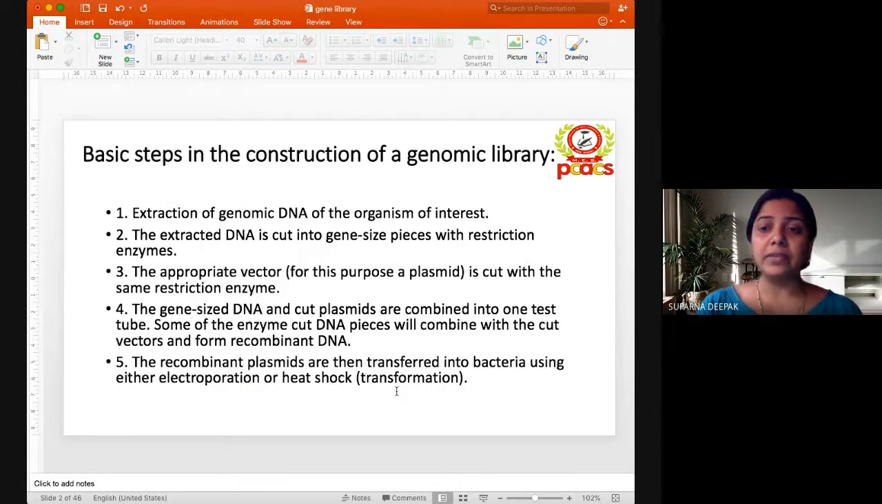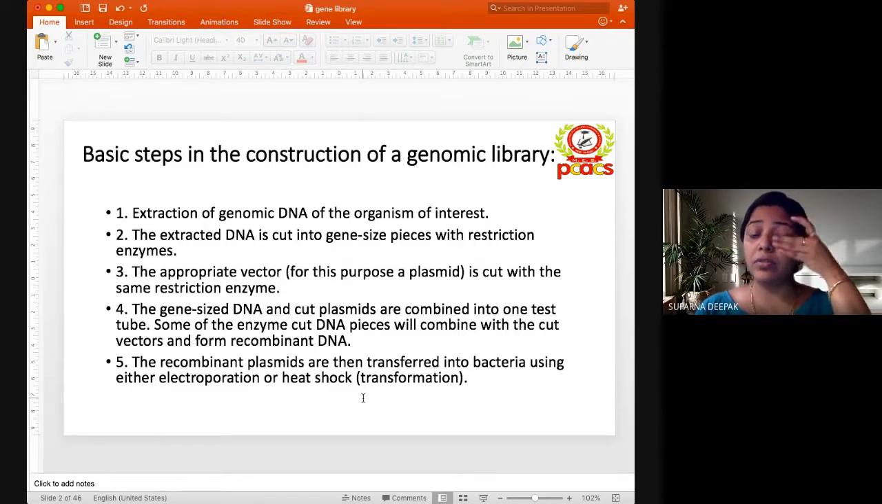So these are the basic steps of genomic library preparation. Let us go through them. First is extraction of the genomic DNA of the organism of interest. For whatever organism you want to make the genomic library, you have to isolate the genomic DNA. Then this extracted DNA is cut into small pieces using restriction endonucleases.